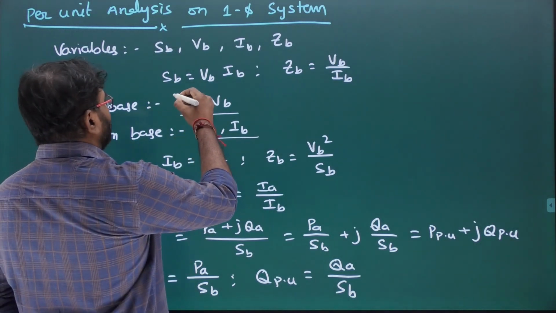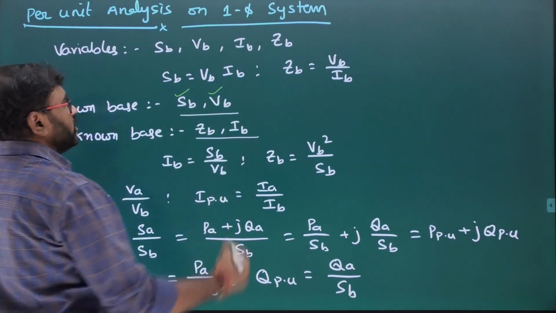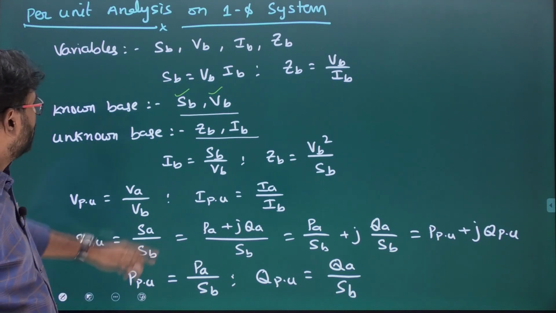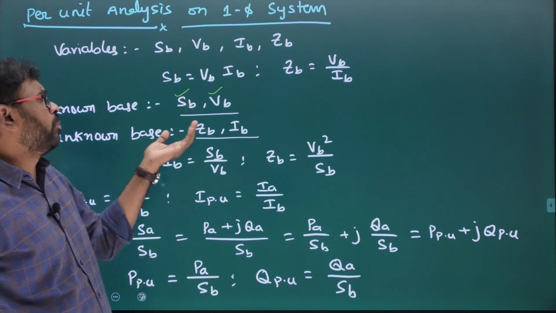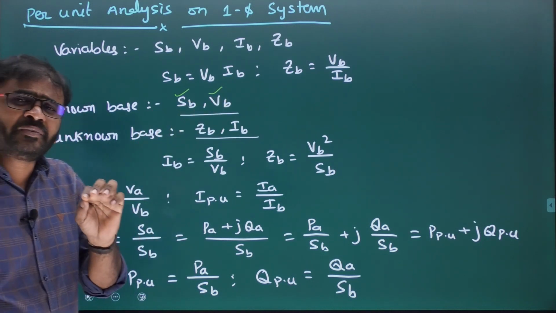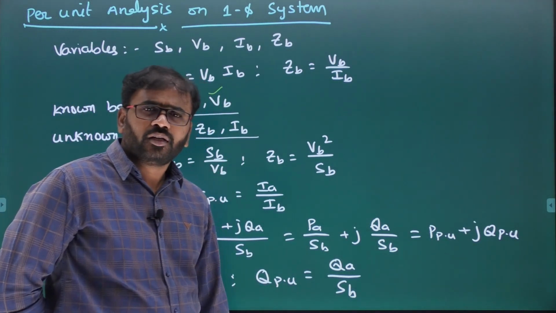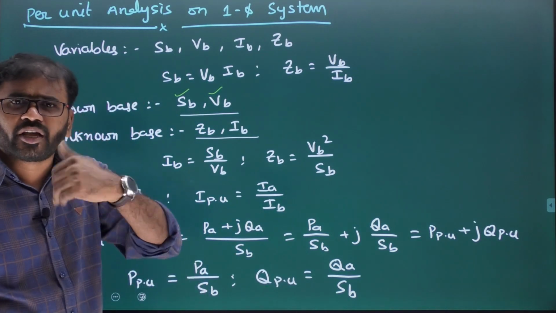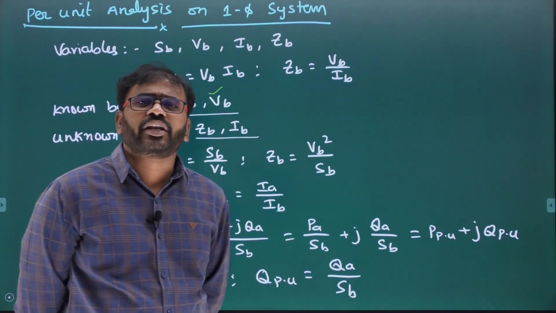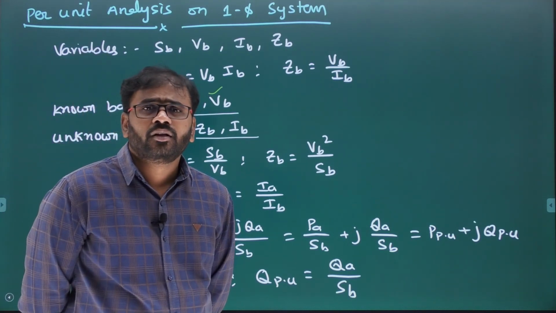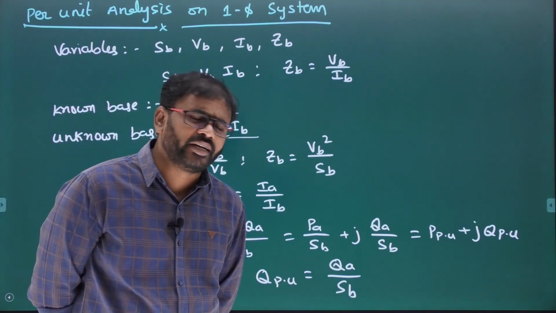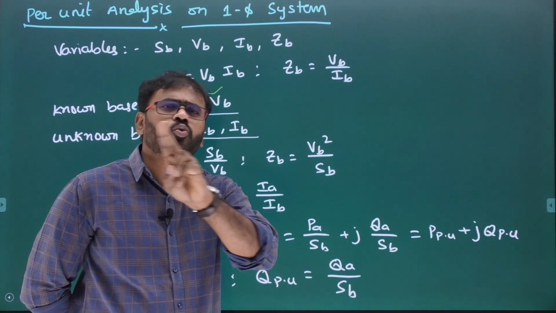Apparent power base I am fixing. Then voltage base I am fixing. Is there any reason to select known base as S base and V base? Very simple, sir. The reason is that the default rating of any equipment gives the voltage rating and the MVA rating. If you see the nameplate details of a generator, transformer or transmission line, many ratings are available, but fundamentally these two ratings are what?